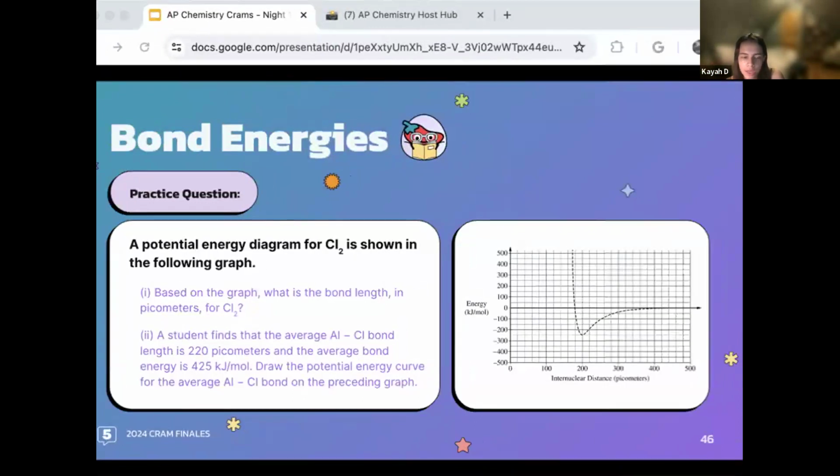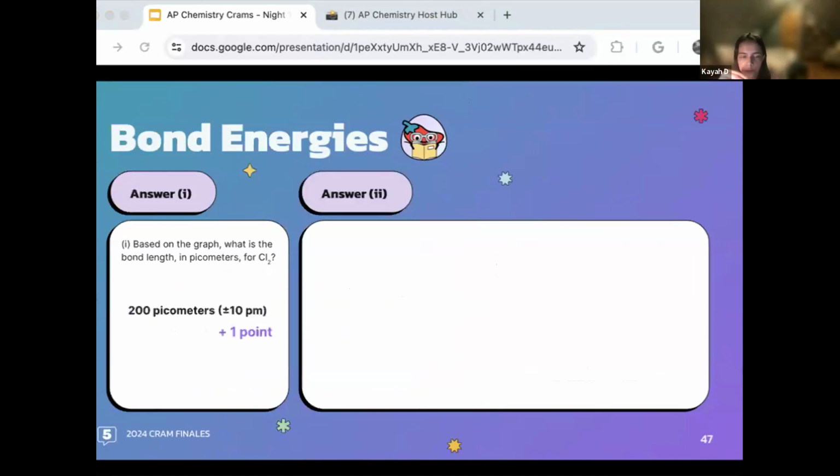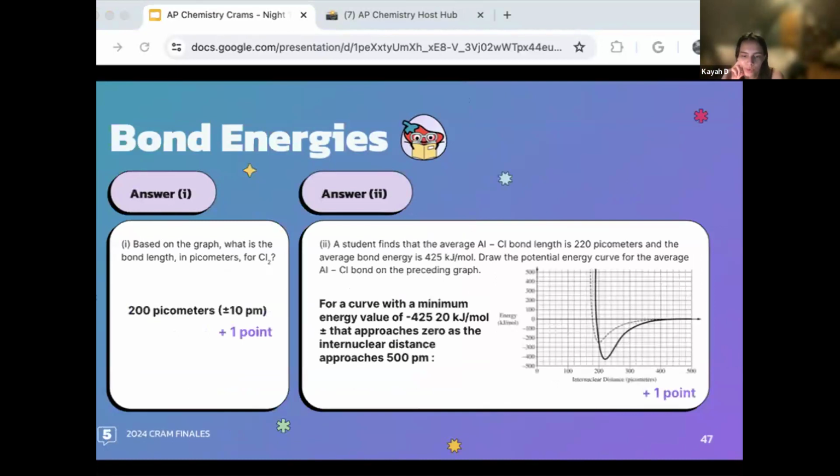And then a student finds that the average AlCl bond length is 220 picometers, and the average bond energy is 425 kilojoules per mole. Draw the potential energy curve for the average AlCl bond on the preceding graph. What you would do is draw a very similar graph, except that bottom dip will line up with 220. Now we'll see the answers. It's a similar graph, except it adjusts because of the average bond energy, which shifts it more downwards. But that bottom dip is still around the value where x is equal to 220, like seen in the previous question.